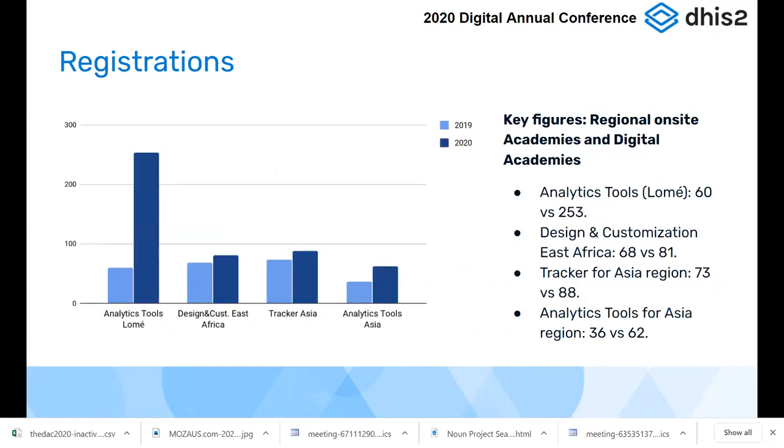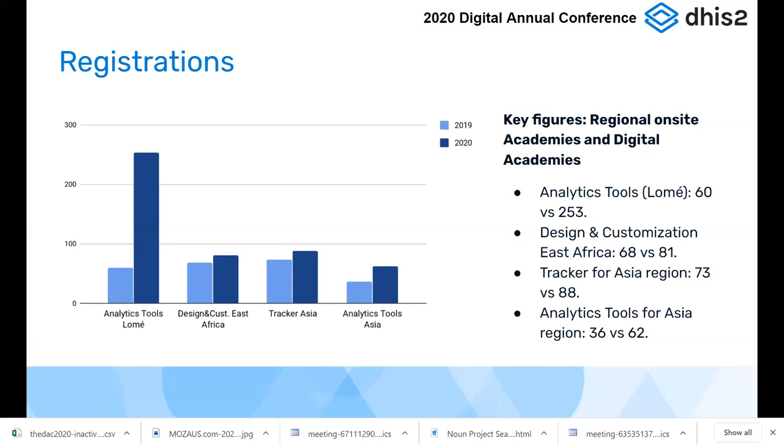So this slide is very interesting because one of the main goals that we had, and one of the main advantages of the digital academy, is that it enabled us to reach a larger audience compared to the on-site academies. So what we did is that we opened registrations for each digital academy, and then we compared the registrations for the digital academies with the registrations for the on-site academies.